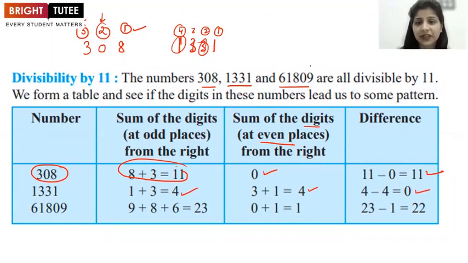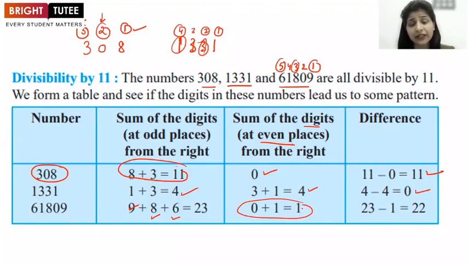Let's try with the third one. This is first position, second position, third, fourth and fifth. So the odd positions are first, third and fifth. At first I have 9, at third I have 8, at fifth position I have 6. Adding the digits which are at odd places, that is 23 after addition. And 1 and 0 are at even places, so I have written 0 and 1. Added them, that is 1. Now you subtract them, the answer is 22, a multiple of 11.